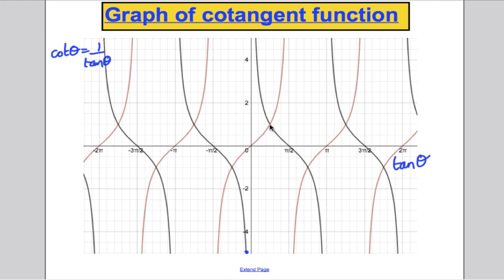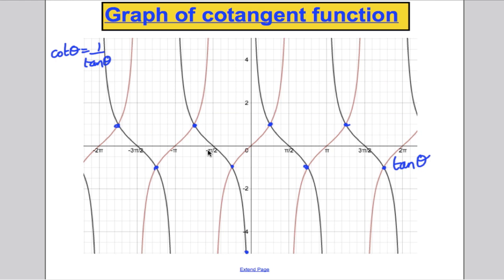At this point here, tan theta is 1, so 1 over tan theta is also 1, and that works here, here, here. And at this point here, tan theta is minus 1, so 1 over tan theta is also minus 1. And hence the graph looks as follows.